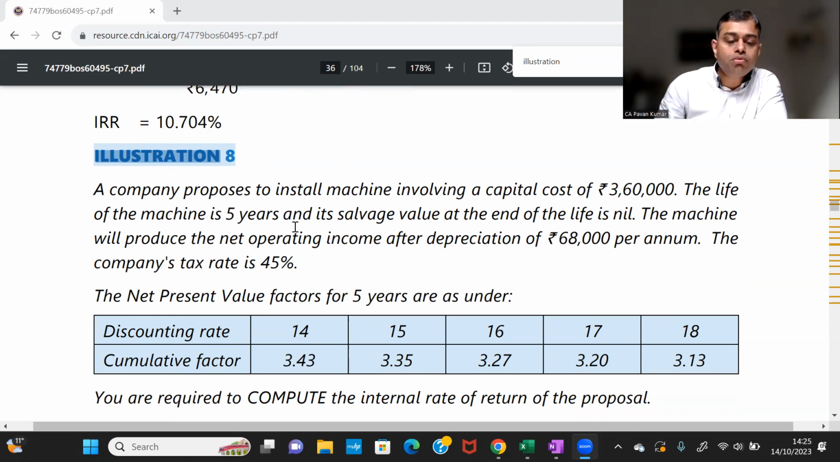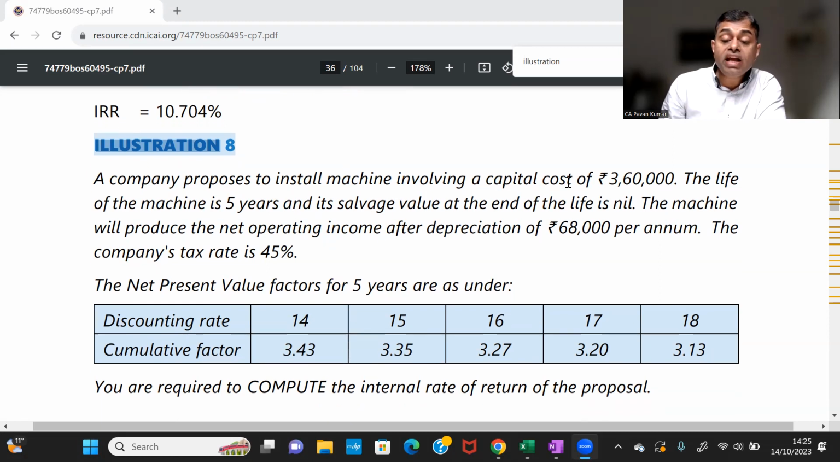A company proposes to install a machine involving a capital cost of 3,60,000. The life of the machine is 5 years and the salvage value at the end of life is nil. So can you calculate depreciation? 3,60,000 divided by 5 years is depreciation. It should be some 72,000.